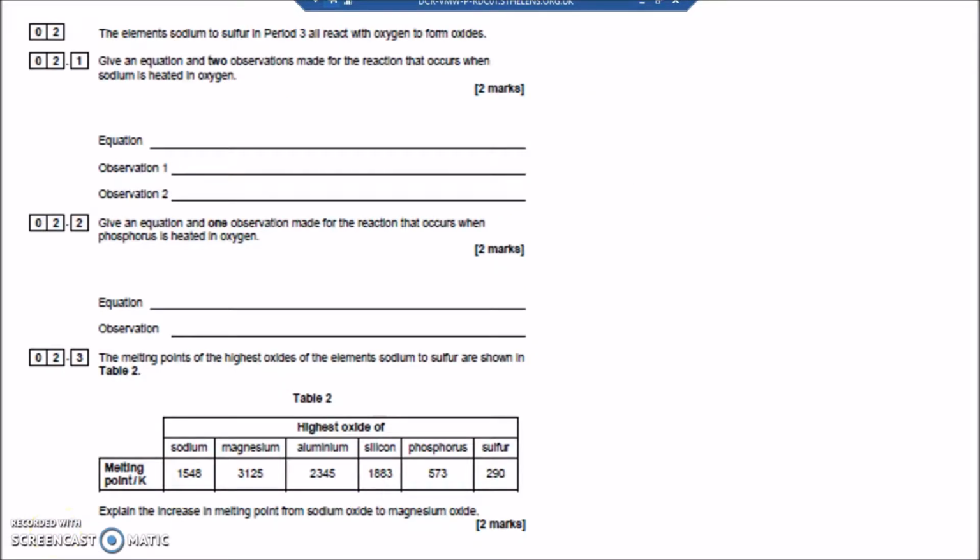Question 2 is about the elements sodium to sulfur in period 3, reacting with oxygen to form oxides. Give the equation for sodium reacting in oxygen. So Na plus O2 is going to form Na2O.